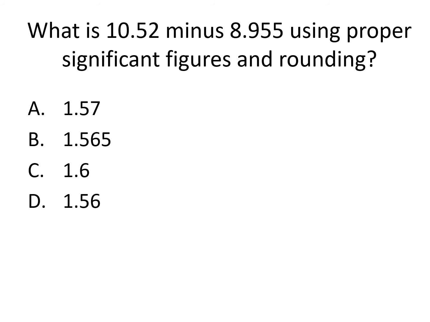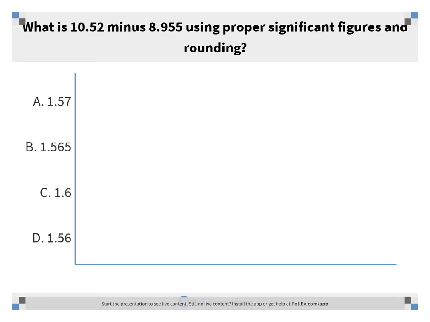What is 10.52 minus 8.955 using proper significant figures and rounding? Is it A, 1.57, B, 1.565, C, 1.6, or D, 1.56? The correct answer is A, 1.57.